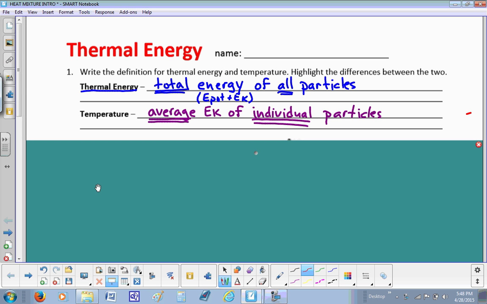Hi everyone, in this video we're going to be looking at how to calculate thermal energy changes when two substances are put together. In other words, we're looking at the famous mixture questions. So I thought I'd quickly review a couple of important definitions. So we're going to look at thermal energy.